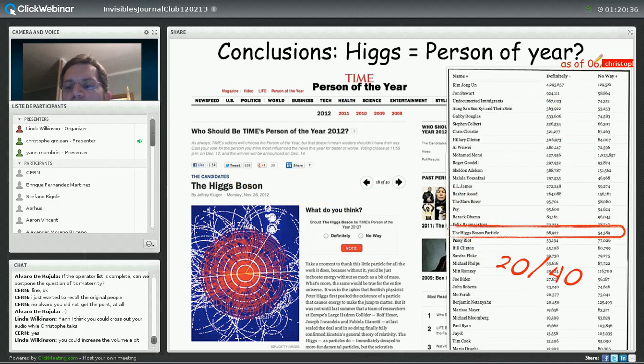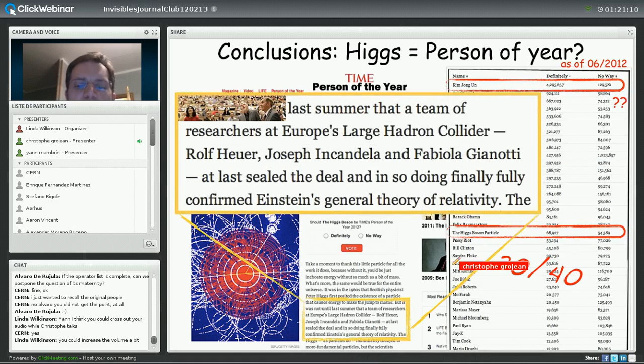And if you look at how the vote of the people were going at the beginning of December, it was December 6th of 2012, you see that the Higgs boson was somewhere at rank 20 out of 40 people that were proposed. So way below this crazy Korean guy, right? He has more than 4 million votes, but still there were many physicists voting for the Higgs particle. And it's also interesting to see what was the motivation of Time magazine to elect the Higgs boson person of the year.